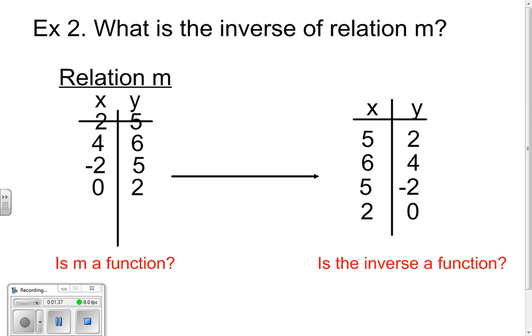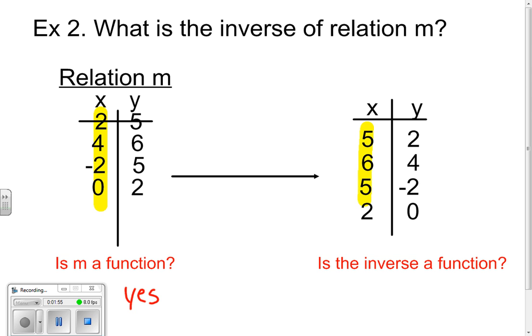Example 2, they want the inverse of relation M and to determine whether everything's a function. Look at relation M first. None of those values repeat, so this is a function. To find the inverse, just flip the columns. Those x values go to the y column, and the y values go to the x column.